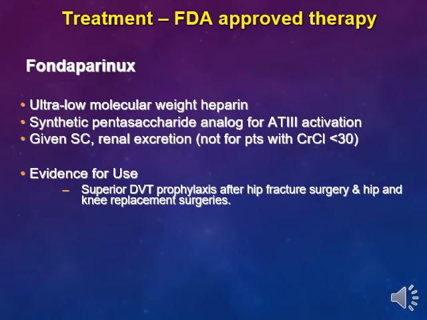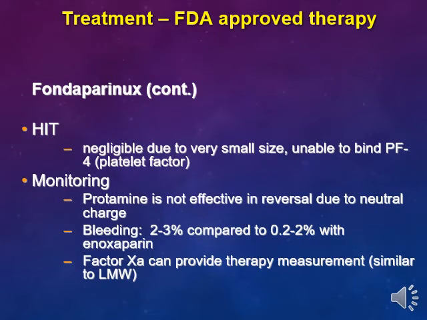Fondaparinux is one of the ultra-low molecular weight heparins. It is a synthetic pentasaccharide, is more specific, is given subcutaneously, and is also excreted by the kidney. It can be used instead of low molecular weight heparin and unfractionated heparin in case of resistance or HIT. It is safe, but the bleeding tendency is higher than with low molecular weight heparin, about 2 to 3% of cases compared to 0.2 to 2% with low molecular weight heparin. It can also be assessed by measuring the activated factor 10 in the blood, like low molecular weight heparin.